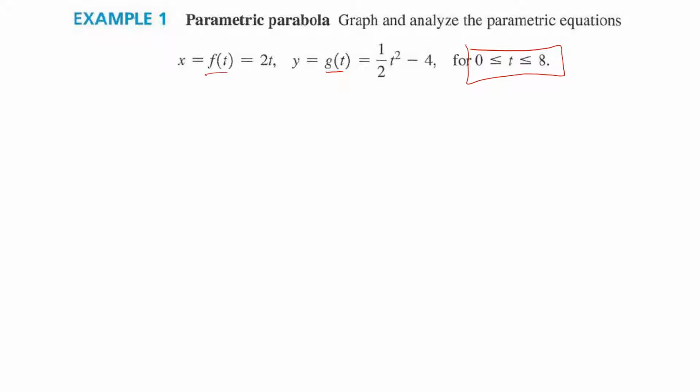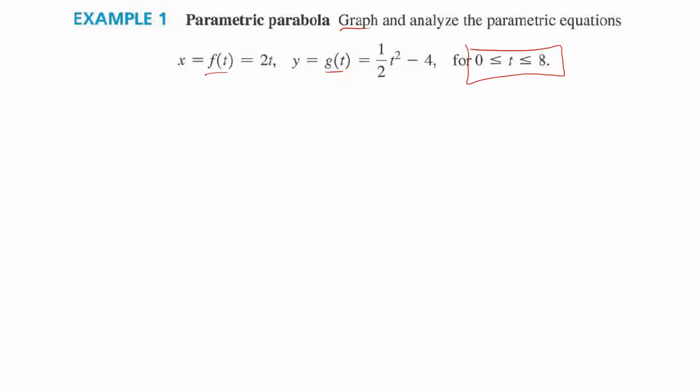That's not always. It could go from negative infinity to positive infinity, or 0 to infinity, but again, most of the time t will be within a range. And so the first thing we need to do is graph this. How would we do that?